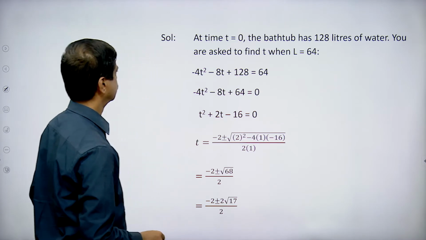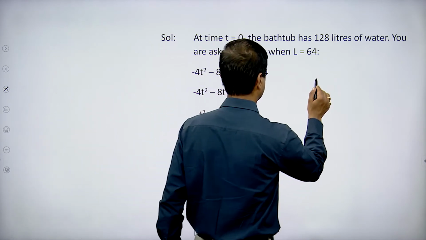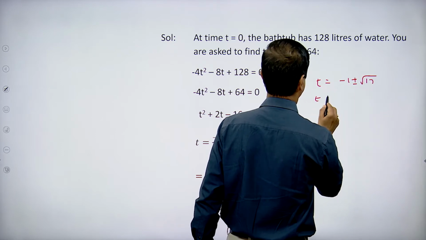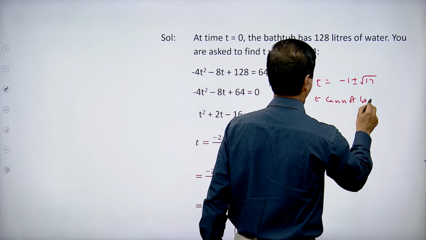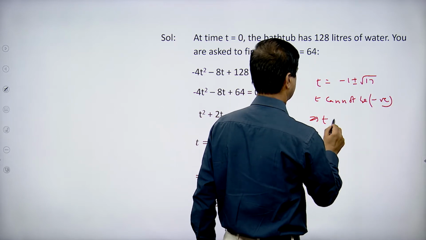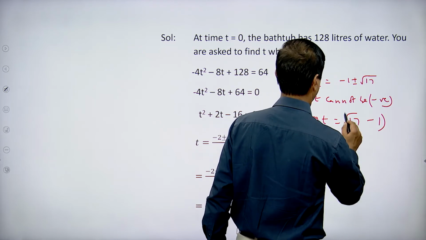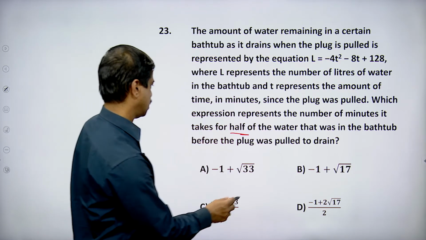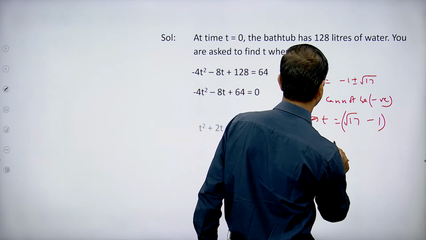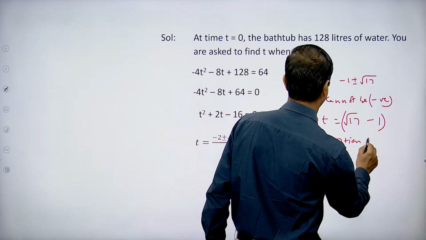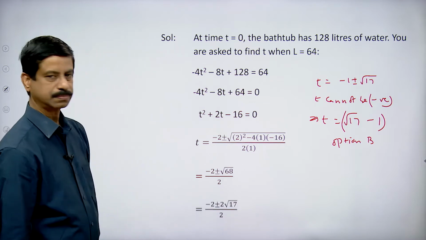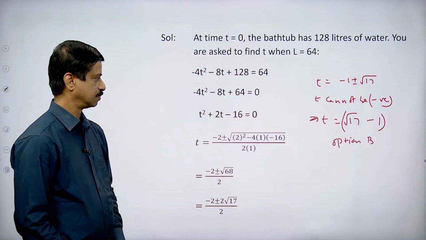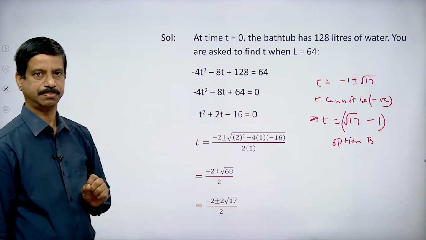So please go for this. Here we write t equal to minus 1 plus or minus root 17, t cannot be negative, which implies t equal to root 17 minus 1. So where is that option? That option is B. So option B is right. Please note it fast, quick children. This page, if you take a screenshot, that is enough.